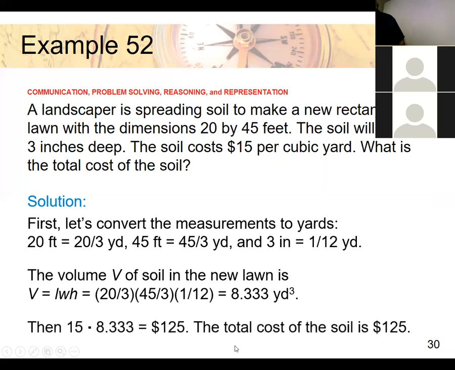And if we multiply that by 15, because the soil costs $15 per cubic yard, so 15 times 8.333 will be approximately $125. So the total cost of that soil is $125.